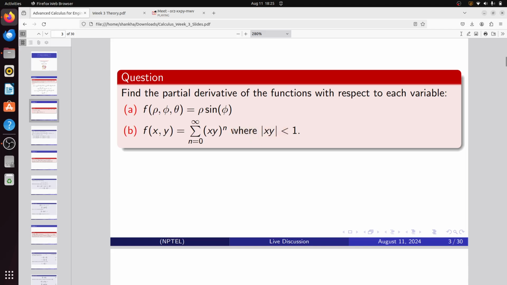This condition, modulus of xy less than 1, is actually the clue to do this problem. Can you tell me what will be the derivative of this function f(x,y) equal to the summation n equal to 0 to infinity of (xy)^n, with respect to x and with respect to y, the partial derivatives.